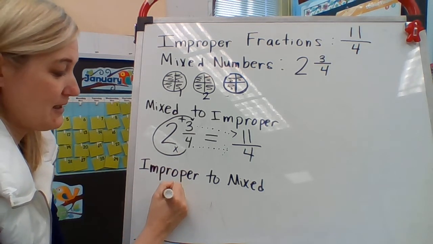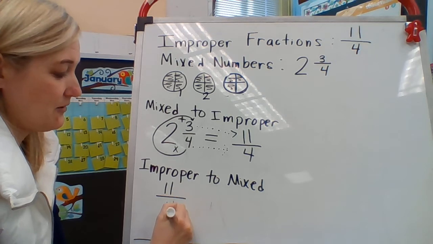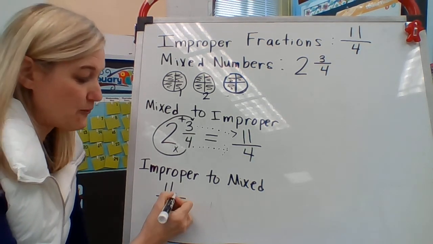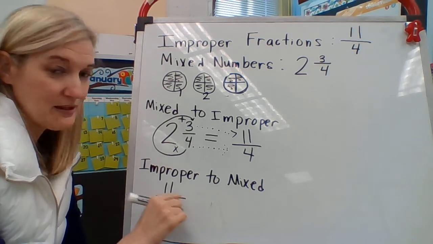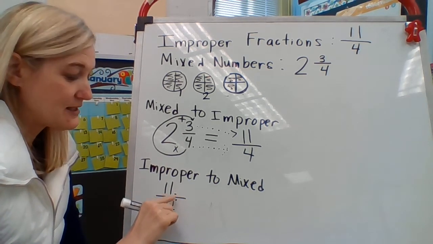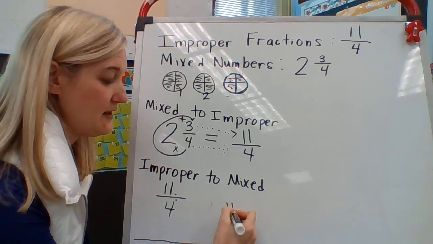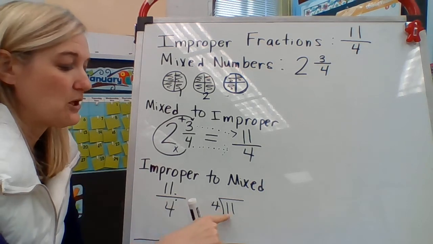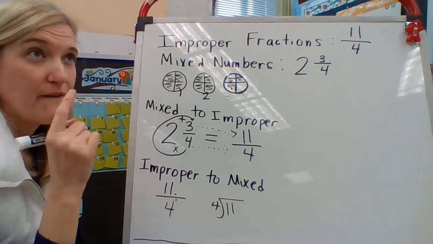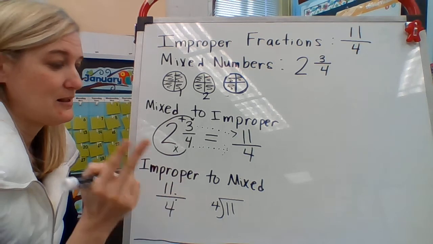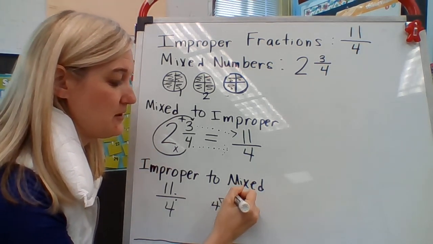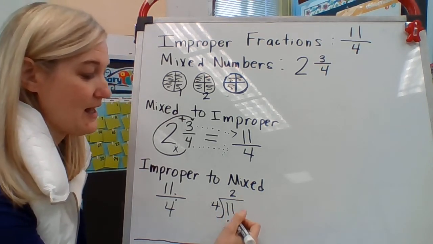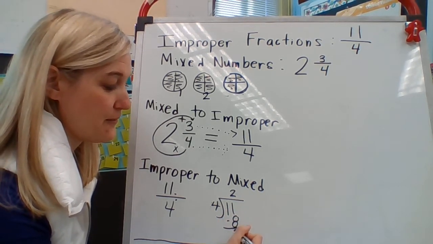All right, changing an improper to a mixed. This is where you guys get a little confused. We've talked about this. 11/4. Remember, you're pretending like this little fraction sign is dividing. So you'd have 11 on the inside and you're dividing it by 4. How many times can 4 go into 11 without going over? 4, 8. 2 times. 2 times 4 is 8. I need to subtract. 11 minus 8 is 3.